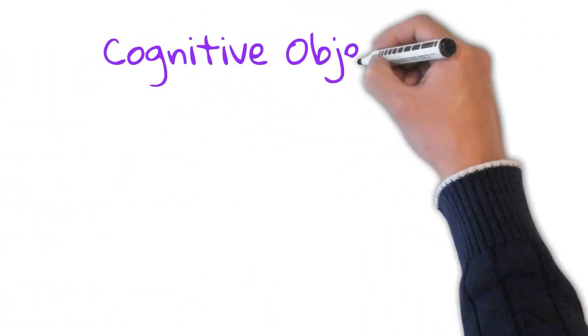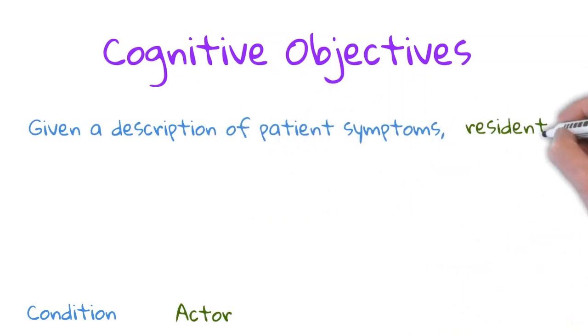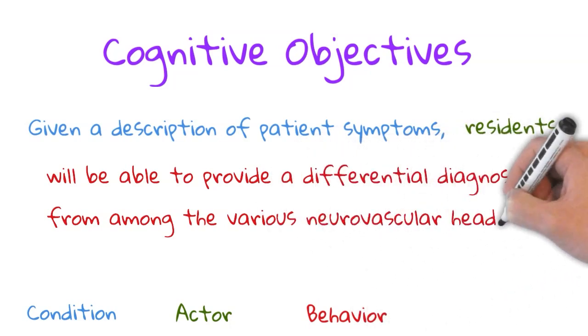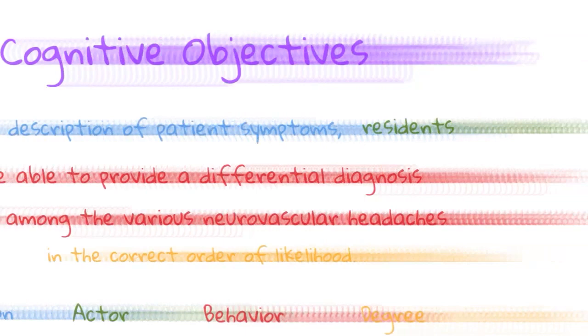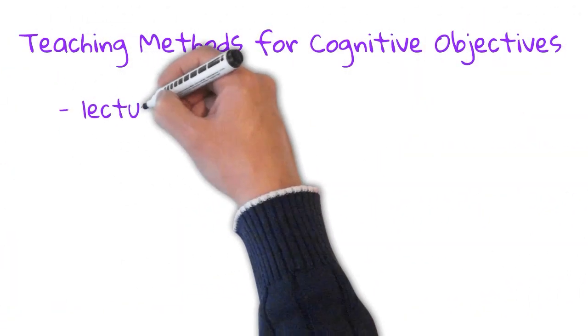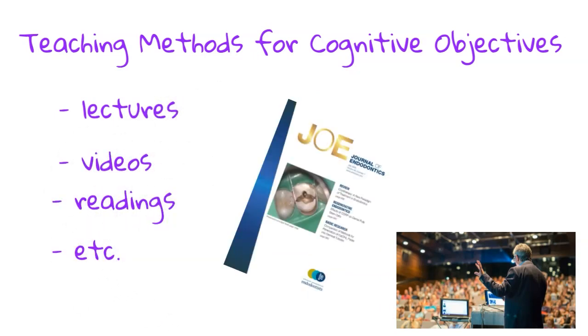Cognitive learning objectives may include: given a description of patient symptoms, residents will be able to provide a differential diagnosis from among the various neurovascular headaches in the correct order of likelihood. Teaching methods effective for achieving these types of objectives could be lectures, videos, readings, and several others.